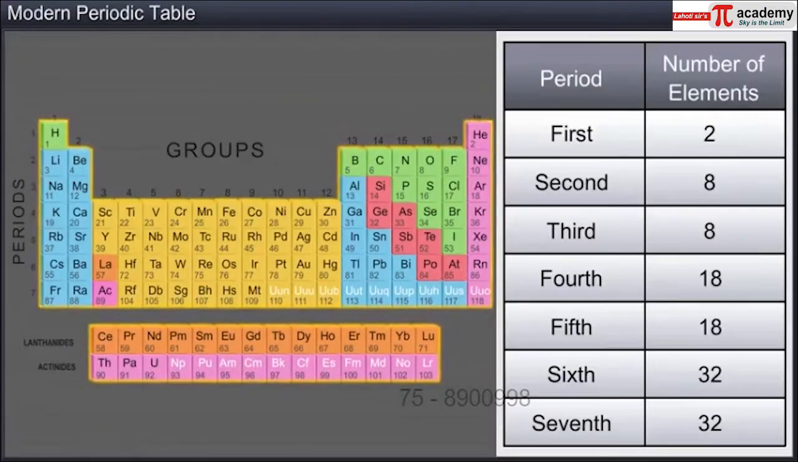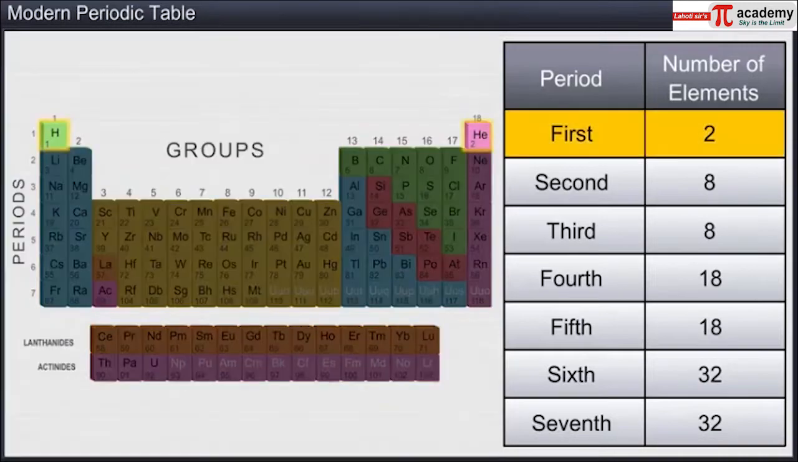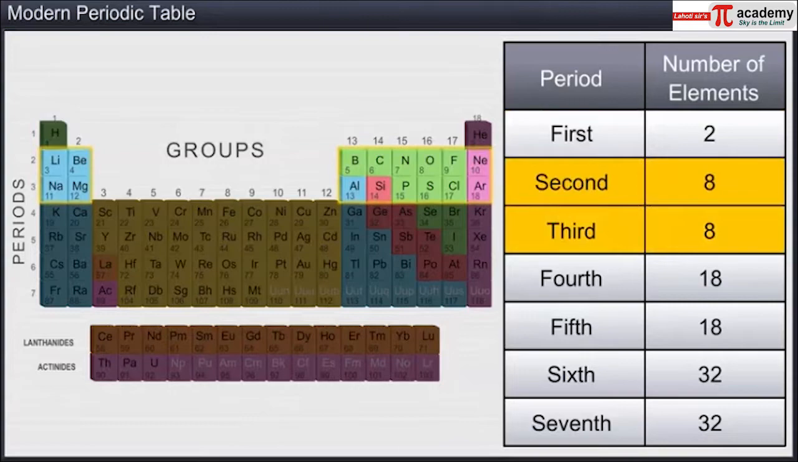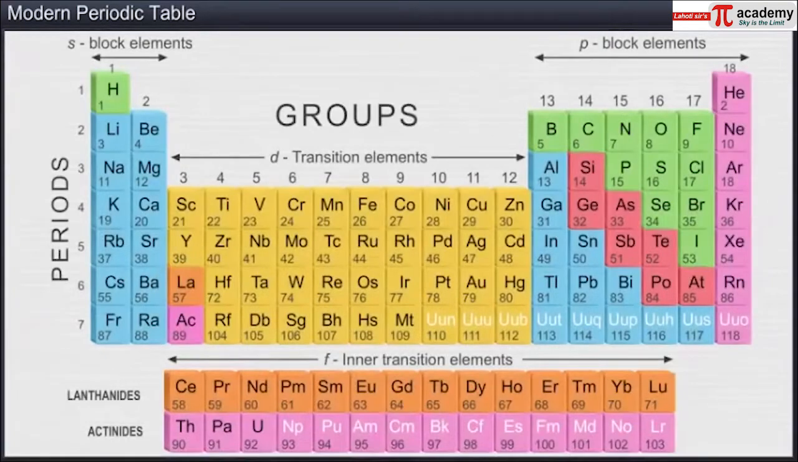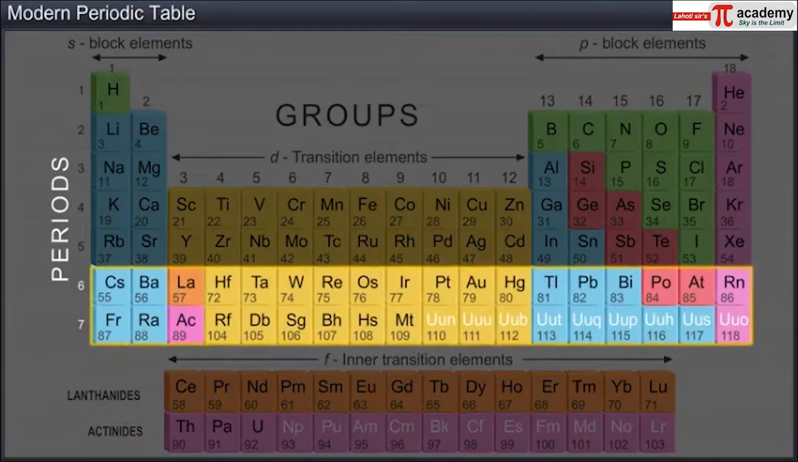Each period contains a specific number of elements as suggested by its principal quantum number. For example, the first period has 2 elements. The second and third periods have 8 elements. The fourth and fifth periods have 18 elements. In both the sixth and seventh periods, only 18 elements are shown in the periodic table.